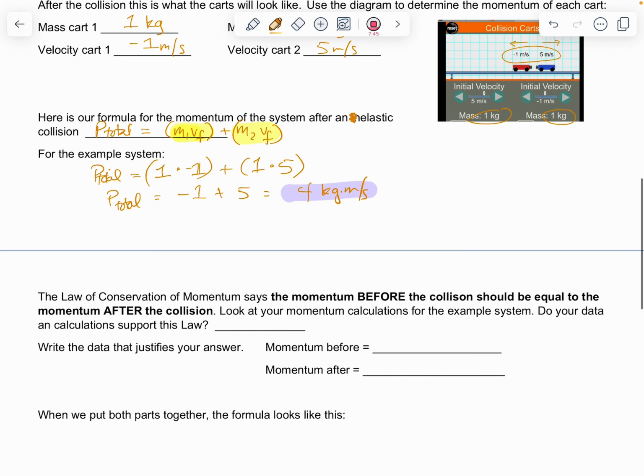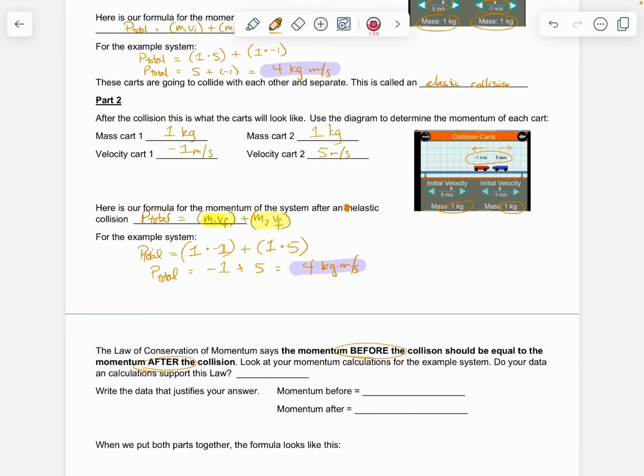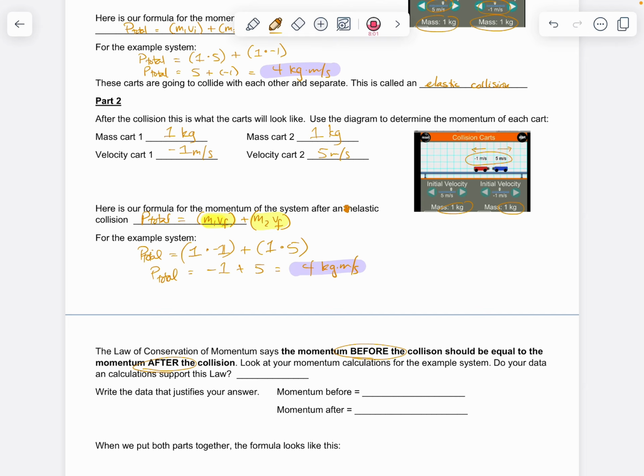All right. So just like we did before, let's make sure, does this support the law of conservation of momentum? Is my momentum before the collision equal to my momentum after the collision? Talk it over with your table partner for a second there. Go ahead and write down the data that shows you whether or not that statement is true.